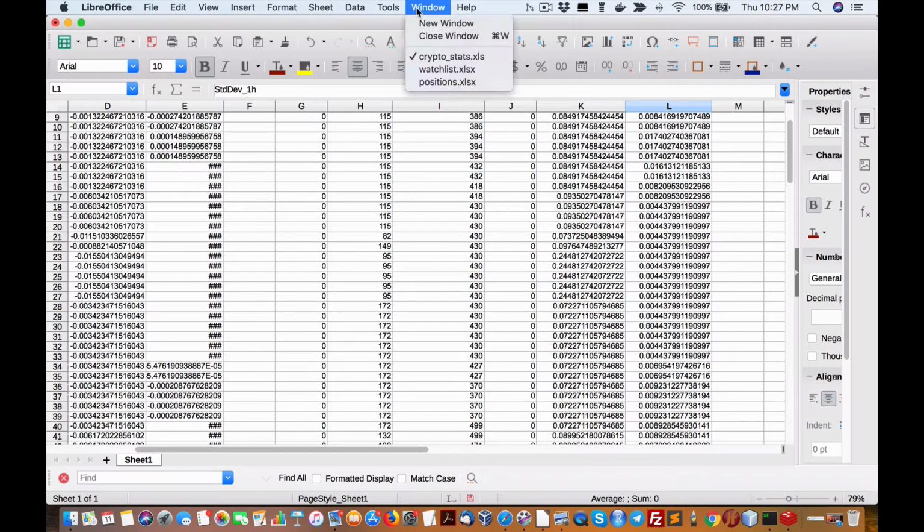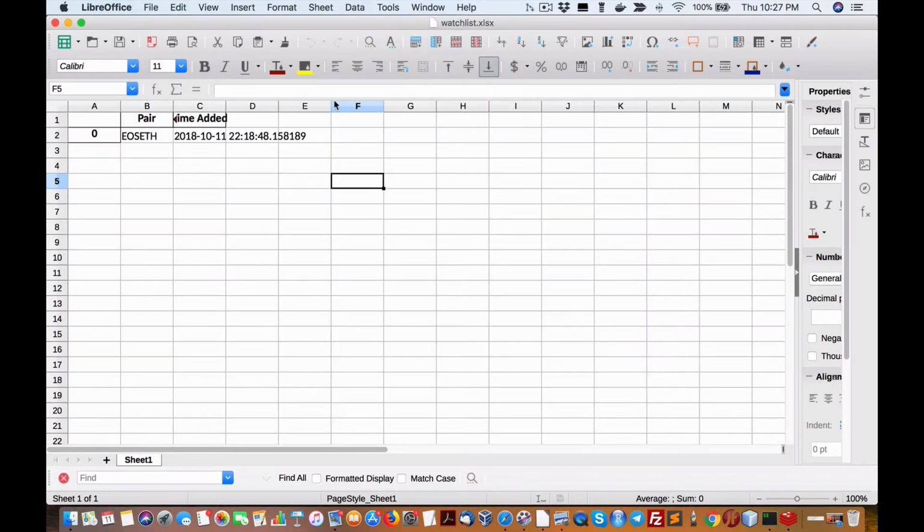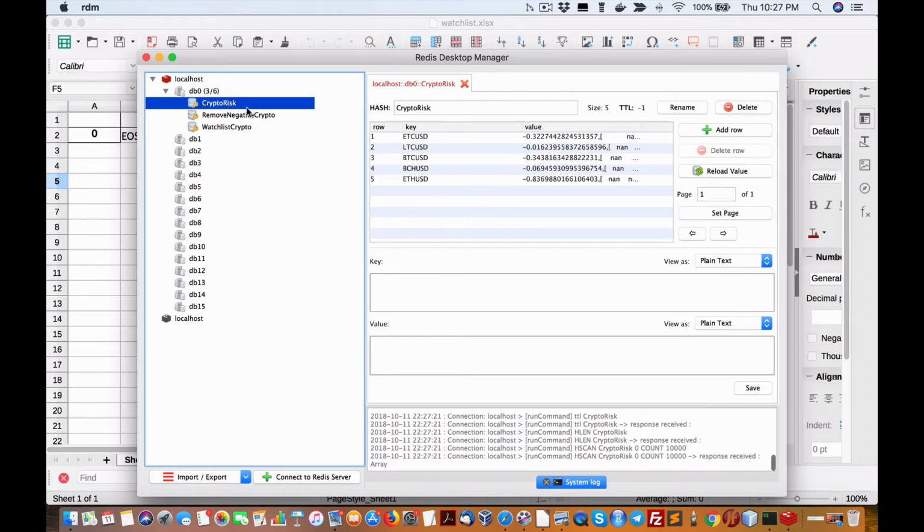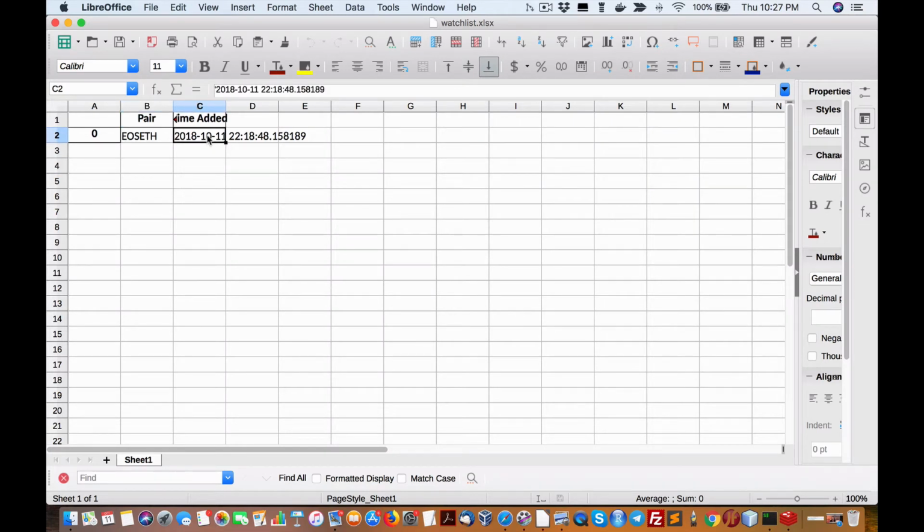Okay, so let's move over to the watch list. Right now on our watch list, the watch list only has this particular one pair of EOS and Ethereum, because the markets right now are severely down. You can see the number of returns are negative here on the big movers. This is the date, timestamp it was added, and this has been added to the watch list.